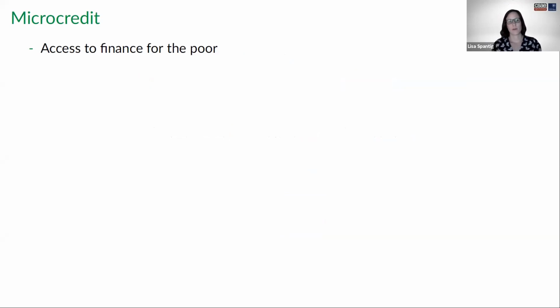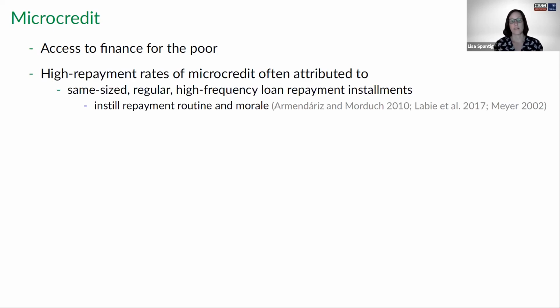And from the lender's perspective, it has worked very well in the sense that repayment rates are very high, and there are two key features that are attributed to this. The first one are same size, regular, high frequency loan repayment installments. So basically think about repaying £5 each week, and this is thought to create this repayment morale or the routine in the sense of habit formation.